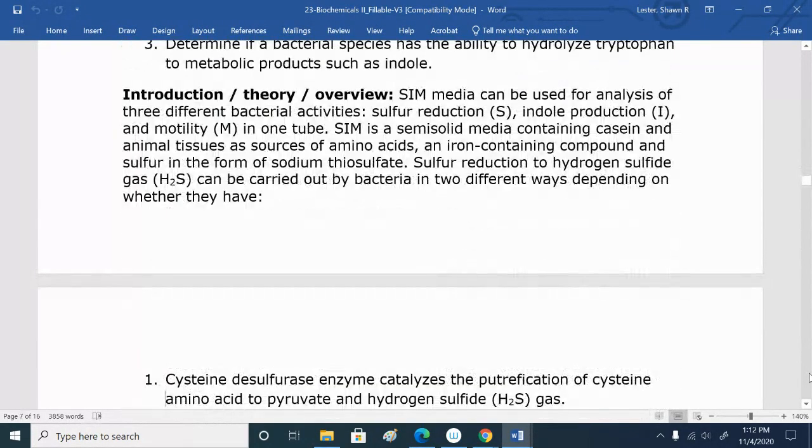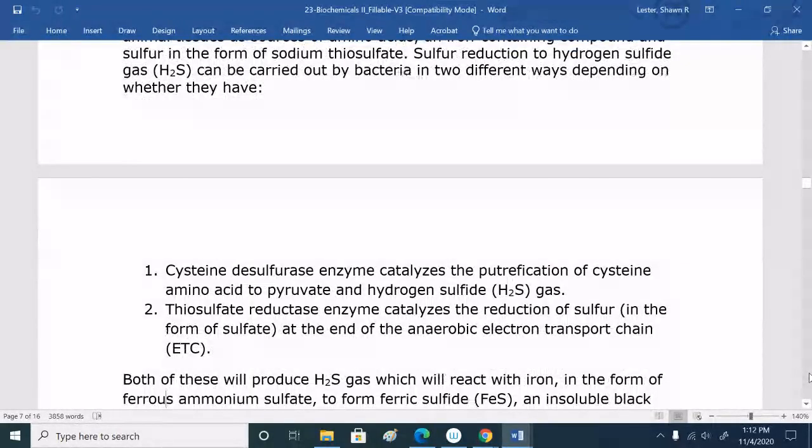So if the bacteria have either cysteine desulfurase or thiosulfate reductase, they can produce hydrogen sulfide gas. So it is a gas. So we're using an agar deep, so there's no fermentation tube inside. And you might think, well, if the agar gets cracked and broken, maybe that would indicate hydrogen sulfide gas. The problem is, how do you know it's not carbon dioxide gas instead?